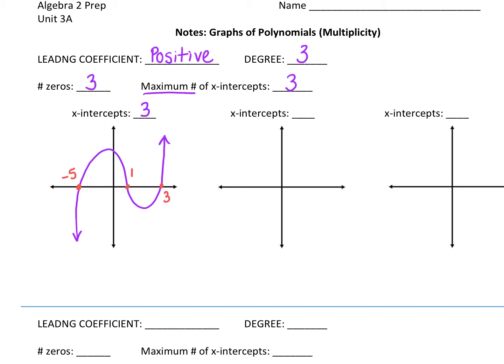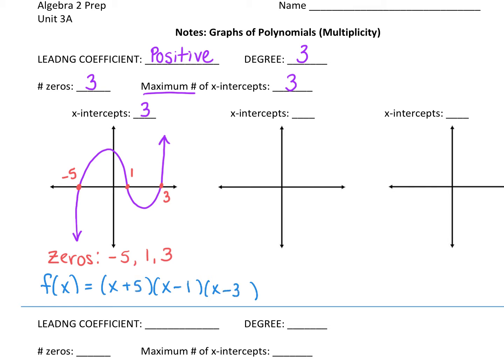So to write the equation, I would take each of my zeros. So let's talk about that first. I would take each of my zeros, which are -5, 1, and 3. And to write it in factored form, I'm simply going to take each of those zeros and make it the opposite sign. So I'm going to have x plus 5, x minus 1, and x minus 3.